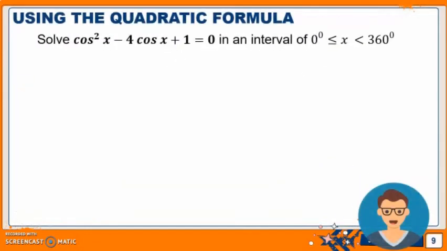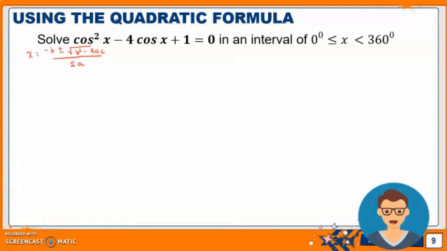Now, if the given equation cannot be factored, we will use the quadratic formula. The quadratic formula states that x is equal to negative b plus or minus the square root of b squared minus 4ac, over 2a. So we will use that in this portion. Since the equation is in the form au squared plus bu plus c is equal to 0, you can use the quadratic formula to solve for u, or to solve for the value of x.